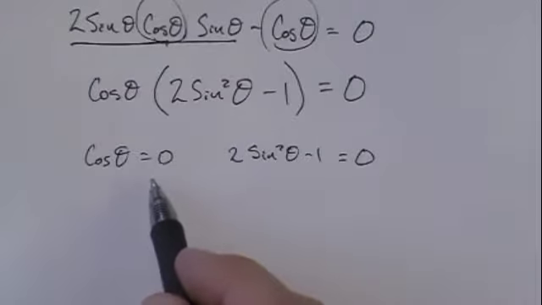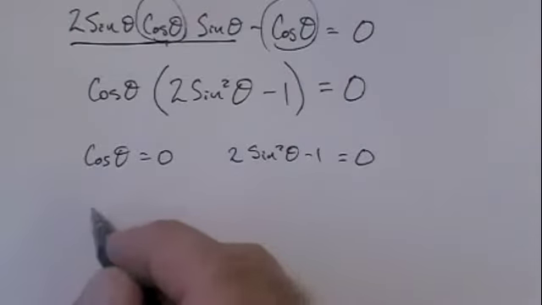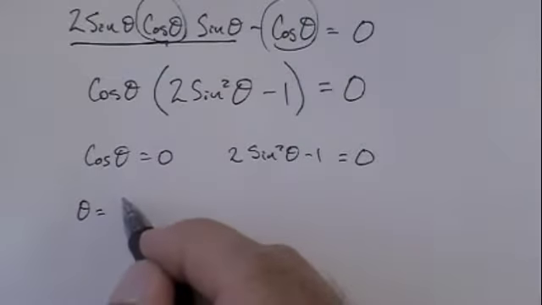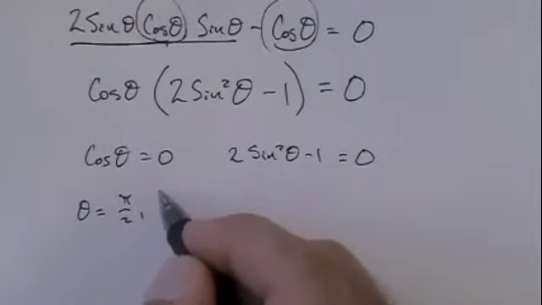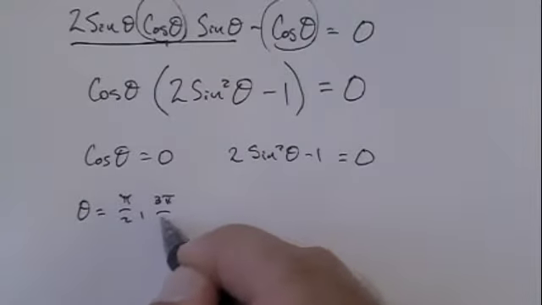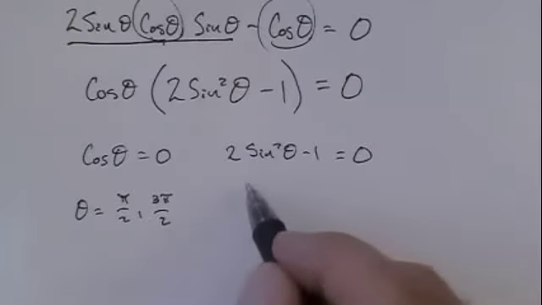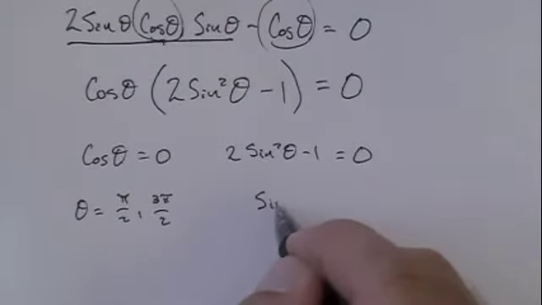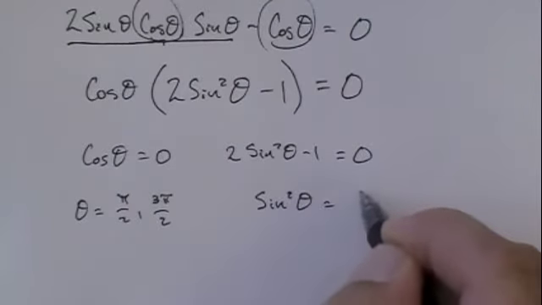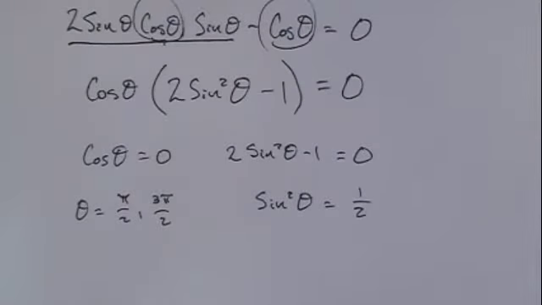So cosine of theta equals 0. Again, go right to our unit circle. So theta is equal to pi over 2 or 3 pi over 2. Here, we're going to solve for theta. I would first add the 1, then divide by 2. So we have sine squared theta is equal to positive 1/2.